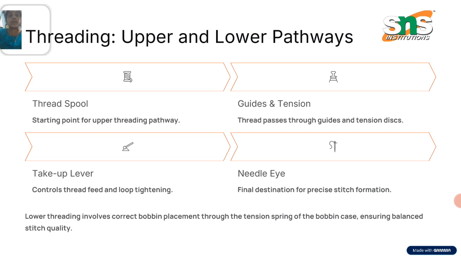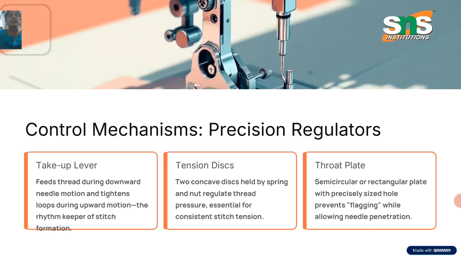Thread spool, the starting point of the upper thread pathway. Second is guides and tension. The thread passes through the guides and tension discs. Third one is the take up lever, which controls the thread feed and loop tightening. Fourth one is the needle eye, the final destination of precise stitch formation. Lower threading involves the correct bobbin placement through the tension spring of the bobbin case, which ensures balanced stitch quality. So that is the main process of threading.